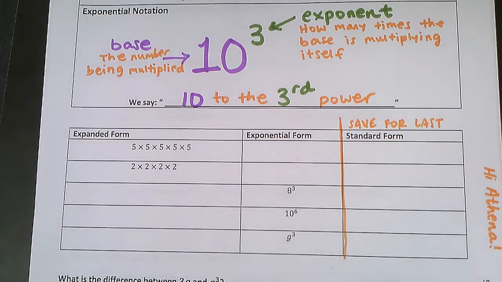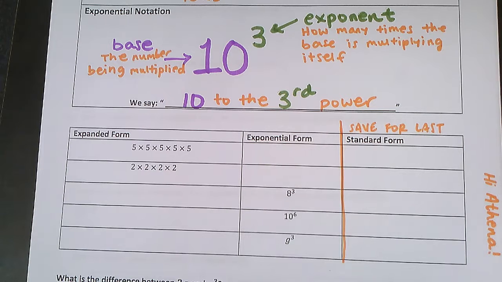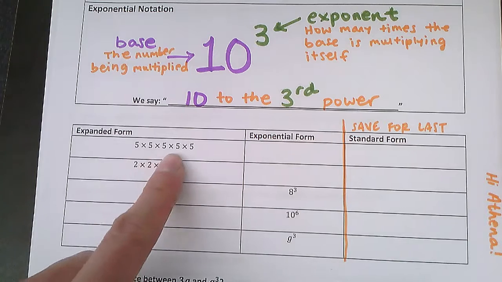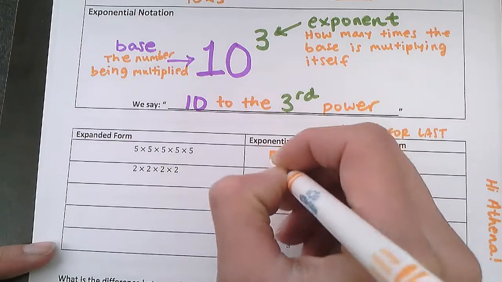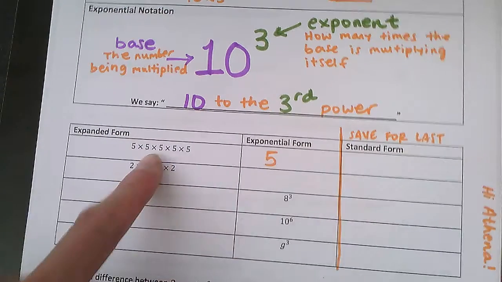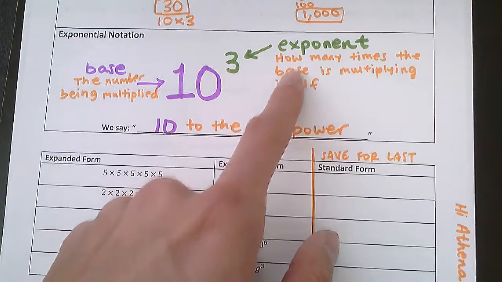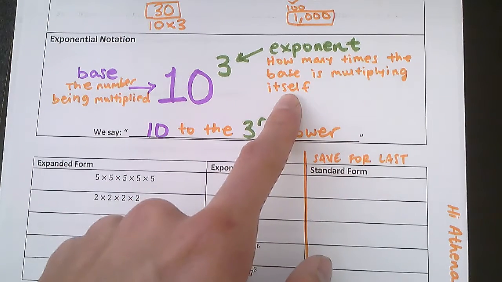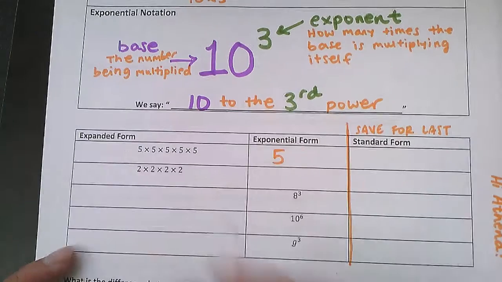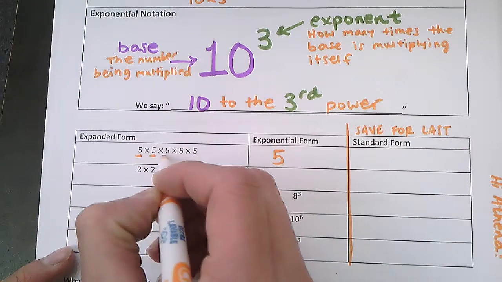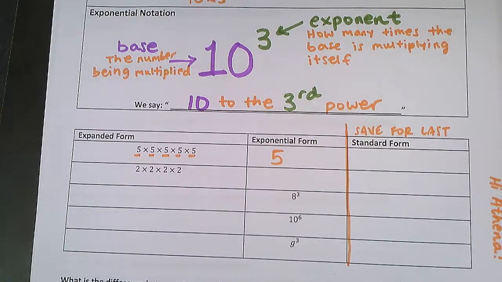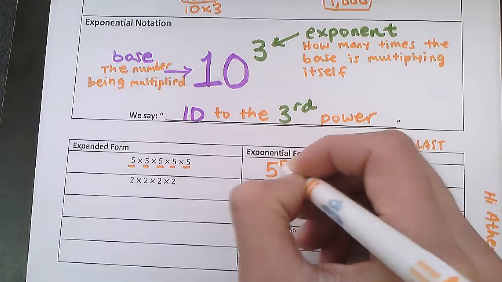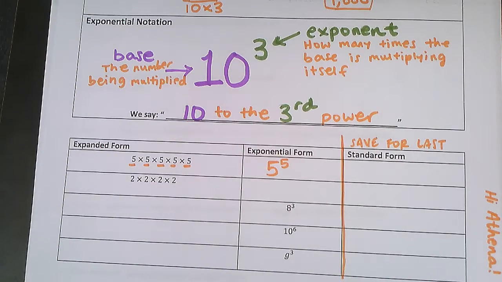And when we want to write it in exponential form, first we figure out what is the base. What is the number that's being multiplied? Well, in this case, that's 5. So I would write 5 as the base, so 5 is the big number. And then I have to figure out what is the exponent. How many times is the base being multiplied with itself? Well, 1, 2, 3, 4, 5. 5 is being multiplied with itself 5 times. So in this case, it's 5 to the 5th power. 5 is the base, and 5 is the exponent.